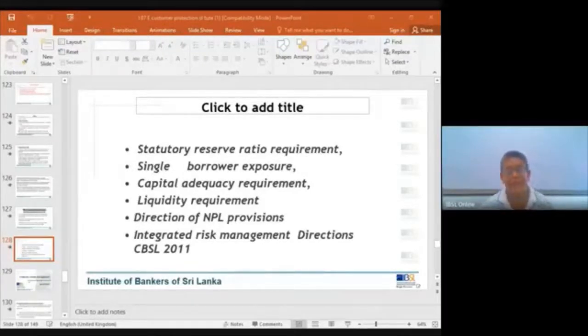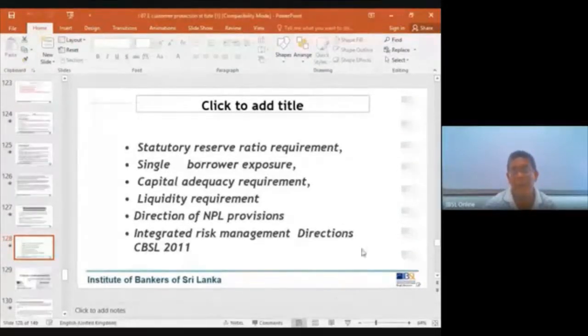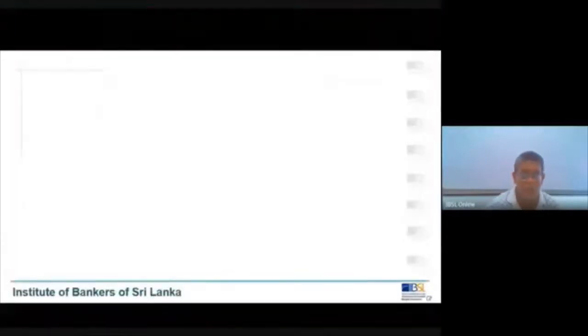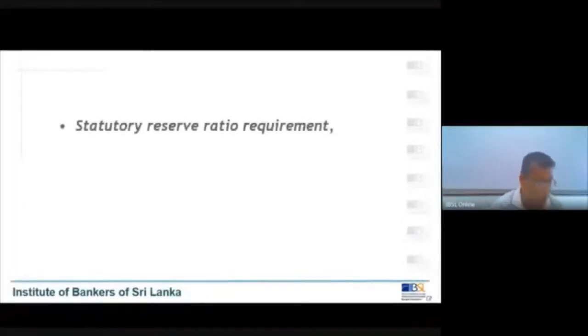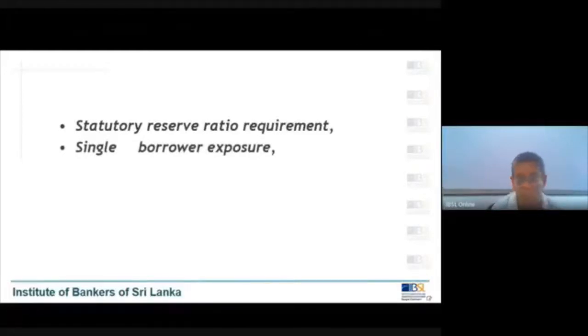Okay, right. One person has put 2%, exactly correct. The present ratio is 2%, right? Okay, 2%. Statutory ratio. The first point, the answer, is 2%. Second one is single borrower exposure.